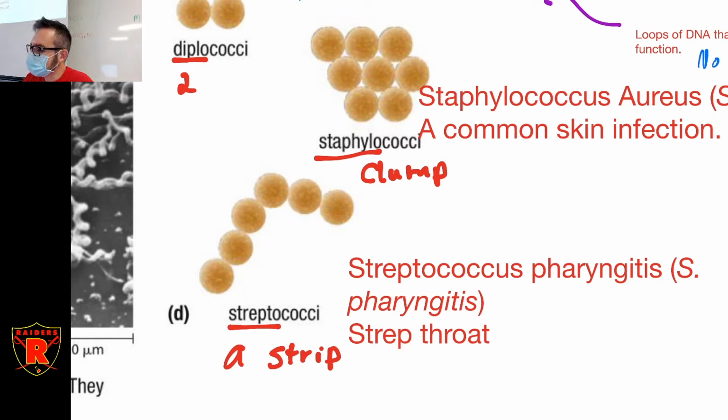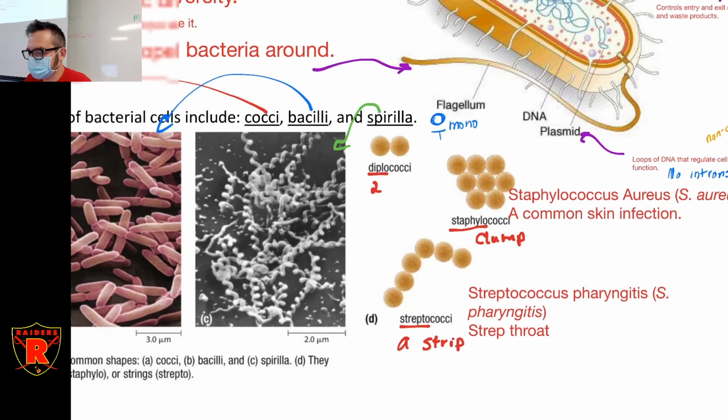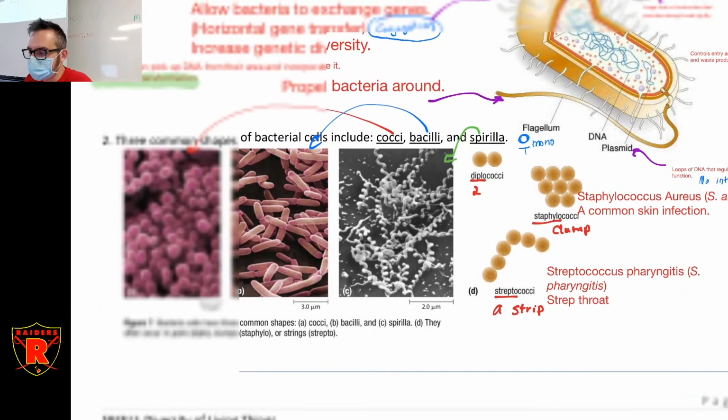So Streptococcus pharyngitis is the bacteria that you typically see causing strep throat. You guys may have heard of this before. You may have had strep throat before. Sometimes they just call it strep. Treat that with some antibiotics usually. Okay, so those are the basic shapes.